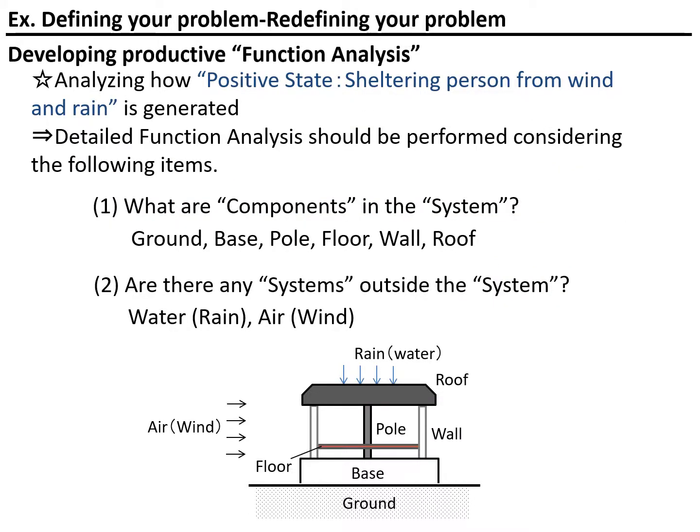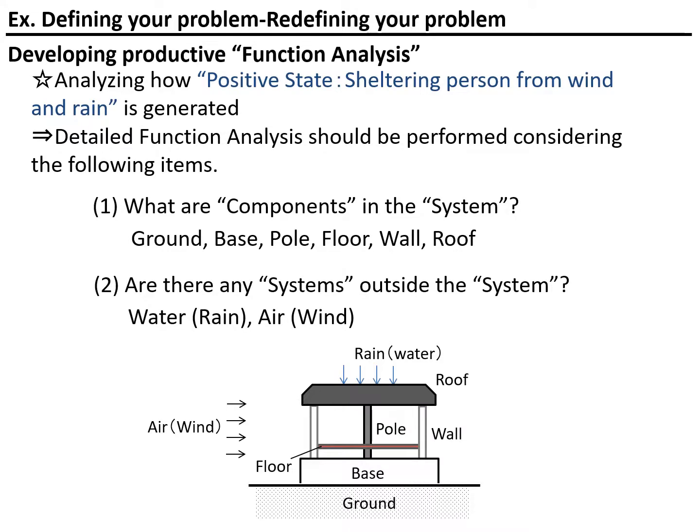Then you need to perform a productive function analysis. What you should do first is analyze how the positive state, sheltering a person from wind and rain, is generated. Detailed function analysis should be performed considering the following items. What are the components in the system? Although I'm not a specialist in this field, I could recognize the components of a residential building, actually a house, like this: ground, base, pole, floor, wall, and roof.